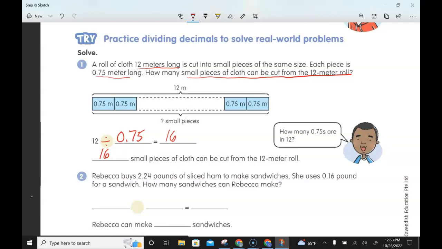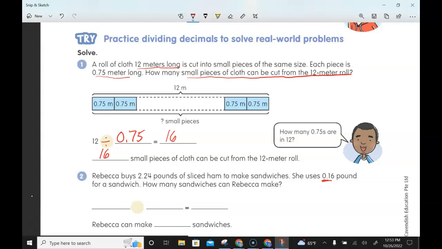Now let's take a look at number 2. We'll do this together. It says Rebecca buys 2 24 hundredths pounds of sliced ham to make sandwiches. She uses 16 hundredths of a pound for a sandwich. How many sandwiches can Rebecca make? Okay, so what we have here, we need to think about if it's a division problem or not. So we have 2 24 hundredths pounds of sliced ham to make sandwiches, and we know that she uses 16 hundredths of a pound for a sandwich, and then we have to figure out how many sandwiches she can make.